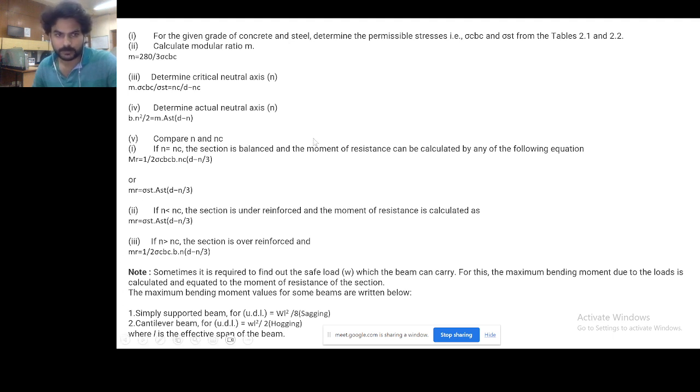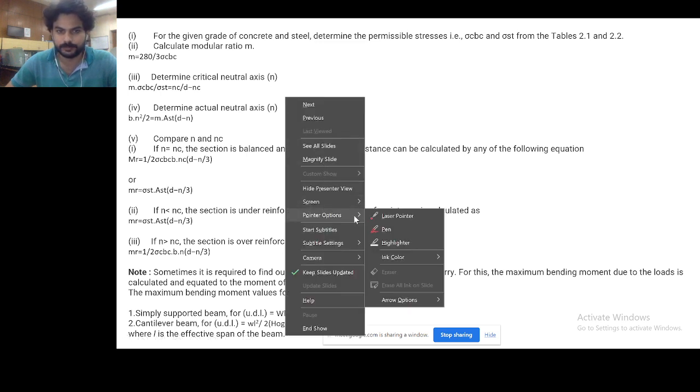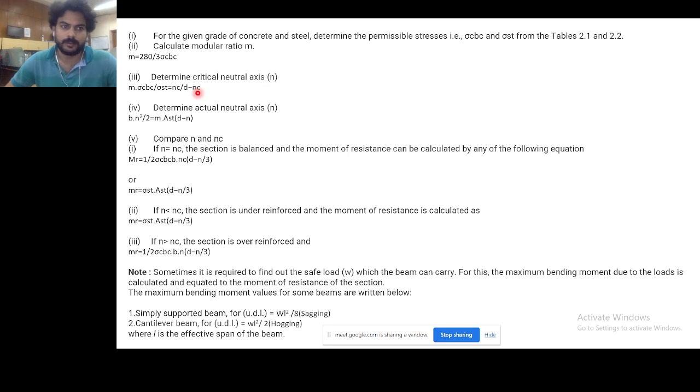After that we'll determine the critical neutral axis. For that, the formula is given as nc = m sigma cbc divided by sigma st plus m sigma cbc, times d. So the critical neutral axis and the actual neutral axis calculations are important. By comparing them, we'll be able to say which type of section it is, under reinforced or over reinforced.